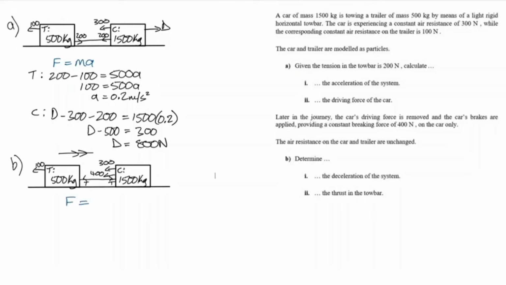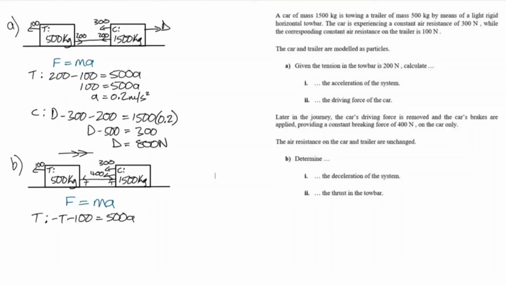We're going to go again with F equals ma. This is Newton's second law of motion. We'll start with the trailer. The resultant force on the trailer, all of the forces are negative: negative T minus 100 equals 500A. We have an unknown T and an unknown A. Let's move our attention over to the car. We have one positive force and two negative forces: negative 700, that's the air resistance and the braking force, plus T equals 1500A.